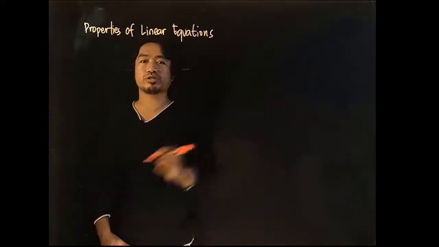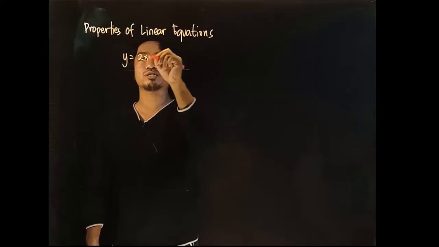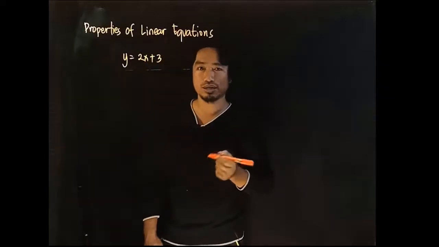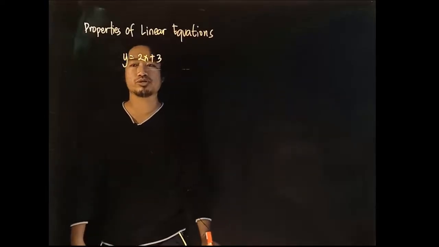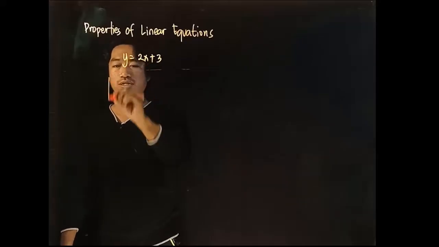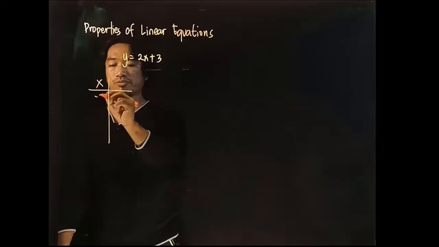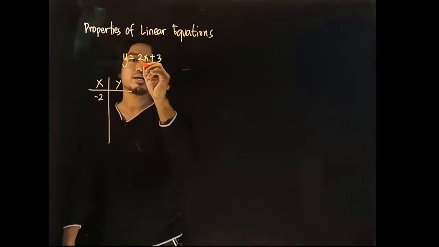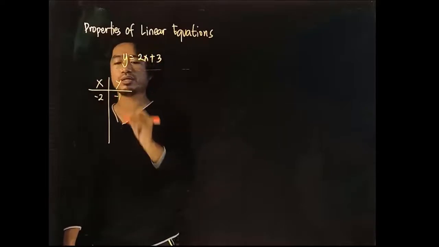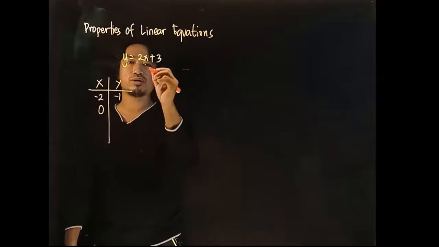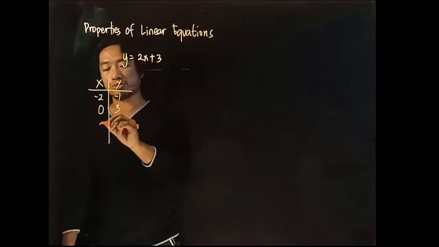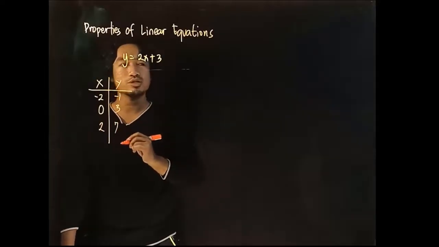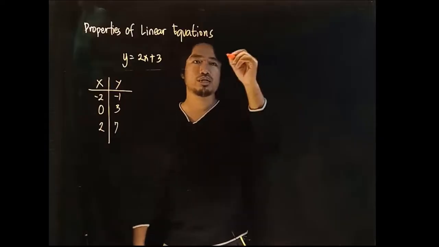So what are the properties of linear equations? For instance, we are given y equals 2x plus 3. We know that the graph of this equation is a straight line. So we're going to graph this equation by determining several points. If we set x equal to negative 2, the value of y is negative 2 times 2, which is negative 4, plus 3, which is negative 1. If x is equal to 0, the value of y is equal to 3. And if x is equal to 2, the value of y is 2 times 2, which is 4, plus 3, which is 7. We need at least 2 points to determine the graph of a line.